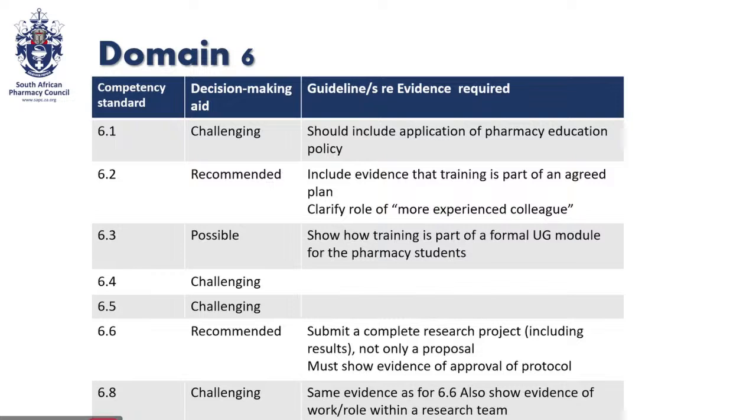And then B is you must actually conduct the research. So then you must show us the results of that approved proposal or that approved project that you had, how you have conducted that research.